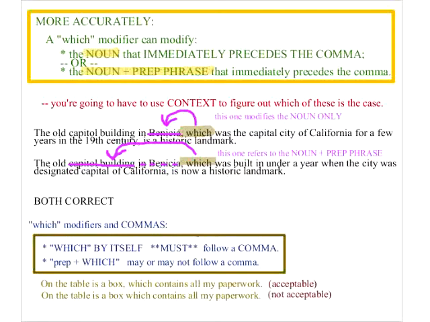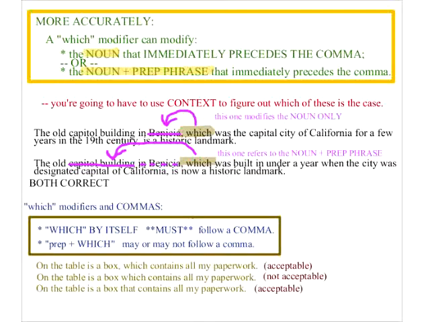Again, in British usage, the second sentence would probably appear a lot. So if any of you learned Commonwealth English, this is probably a bit of a surprise. But on the table is a box that contains all my paperwork. This is acceptable. On the other hand, if you have a preposition preceding which, if your modifier is in which or of which or at which or according to which, then either way is fine.